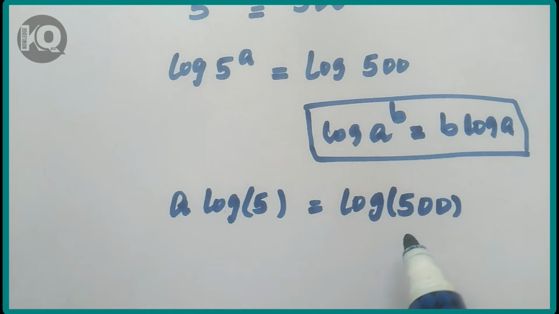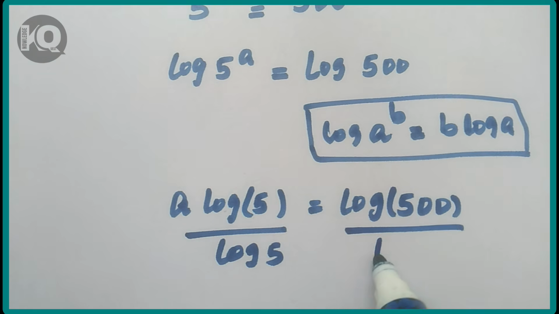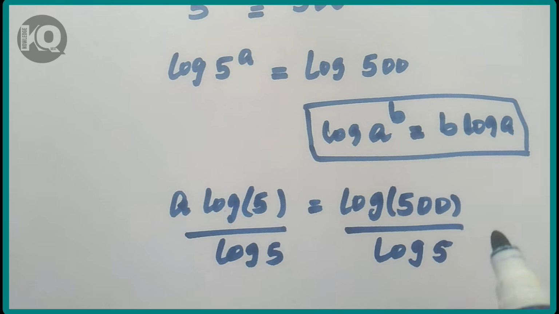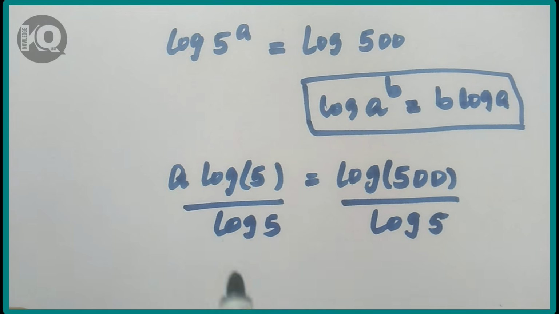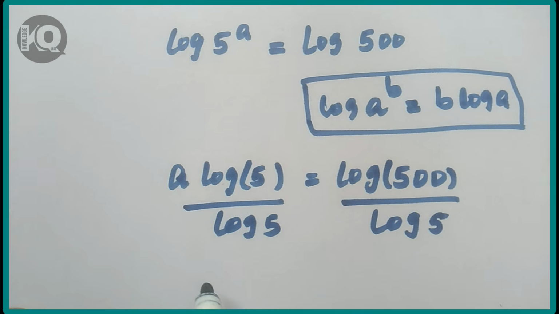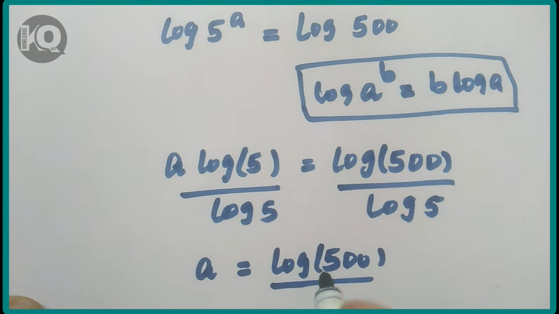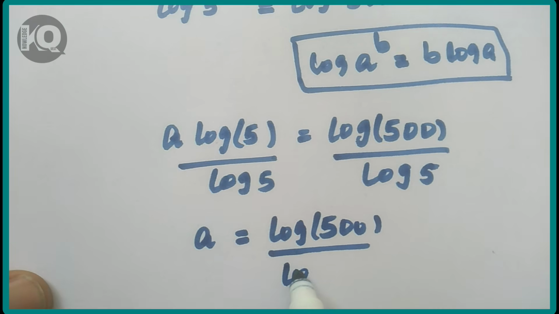So let's simplify this equation by dividing both sides by log 5. So dividing by log of 5 divided by log of 5, this log of 5 divided by log of 5 will be 1. So a is equal to log of 500 divided by log of 5.